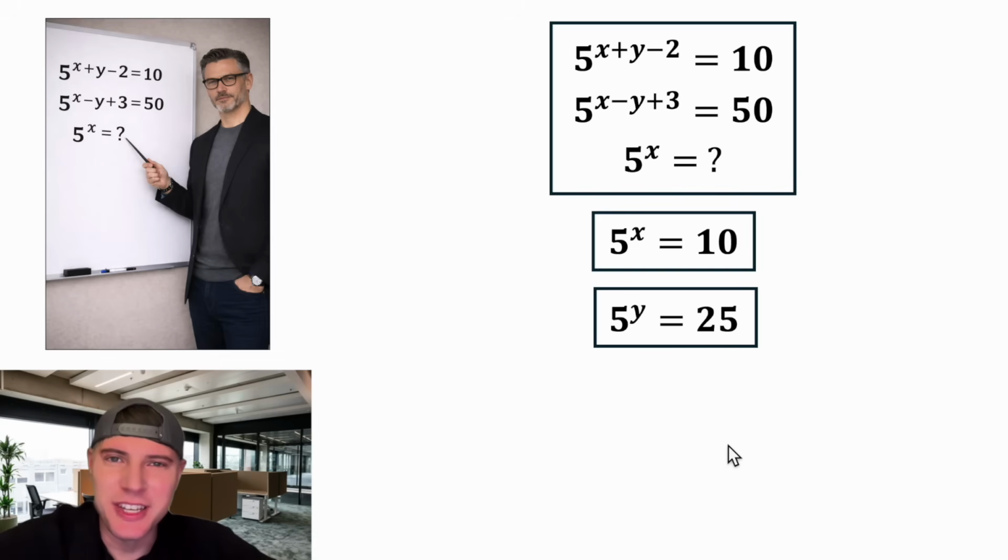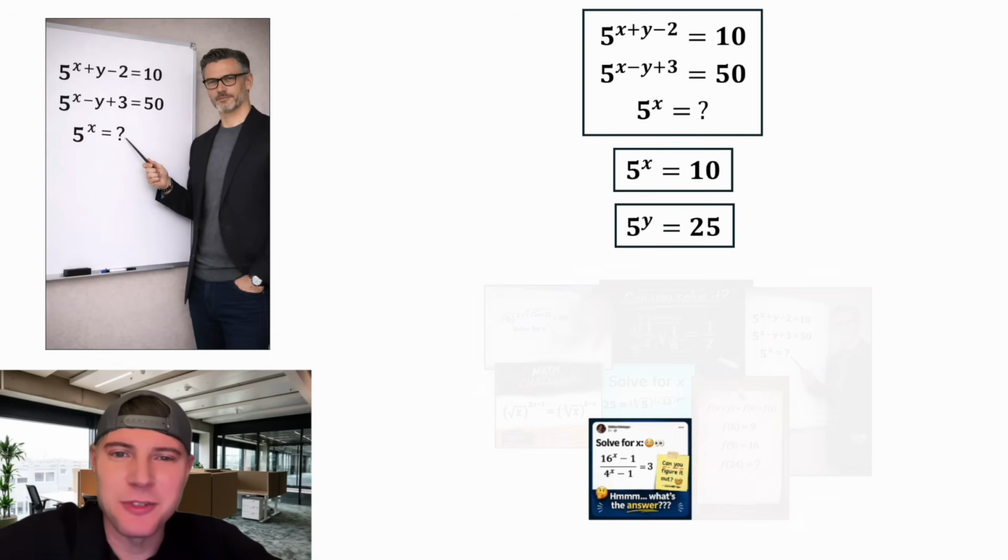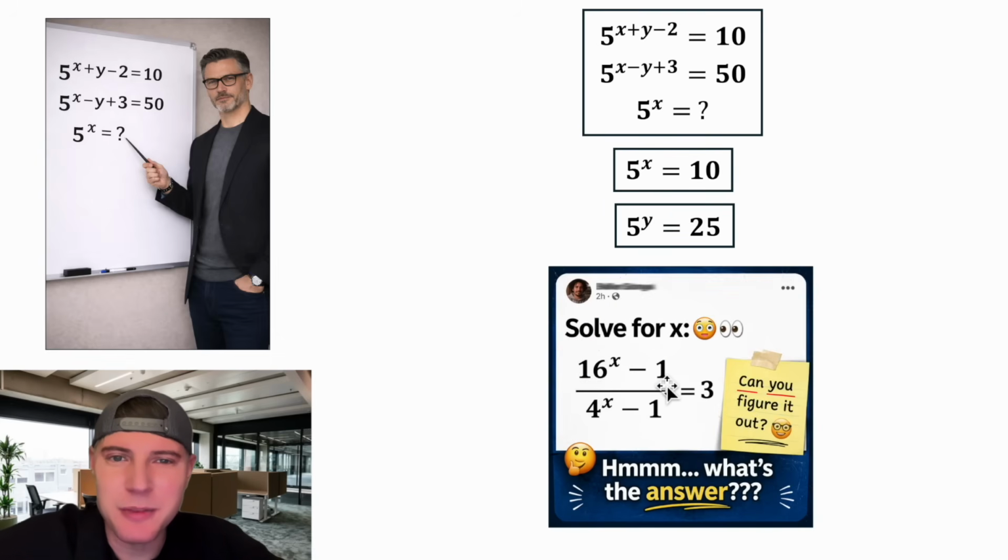And now we've solved this internet mathematical challenge. 5 to the x is equal to 10. How exciting. And now we've solved all of these except this one. We have 16 to the power of x minus 1 over 4 to the power of x minus 1 equals 3. And it wants us to solve for x. This is definitely going to be a fun one. How exciting.